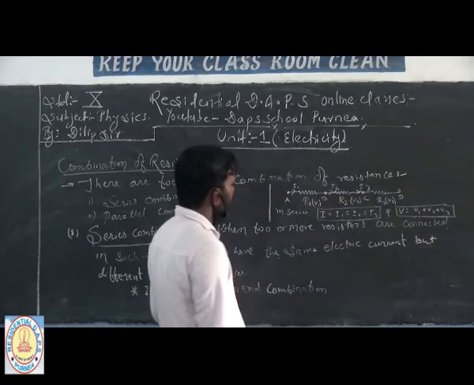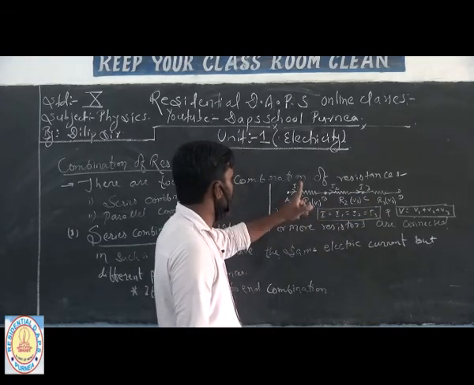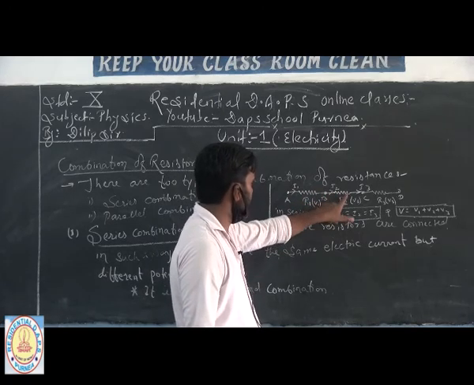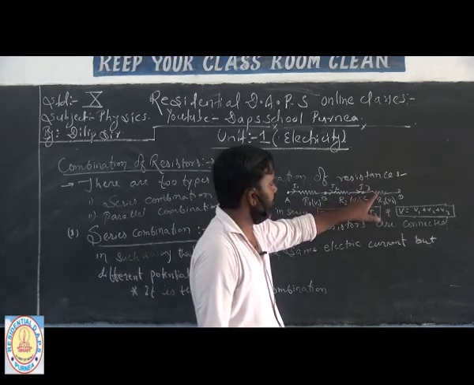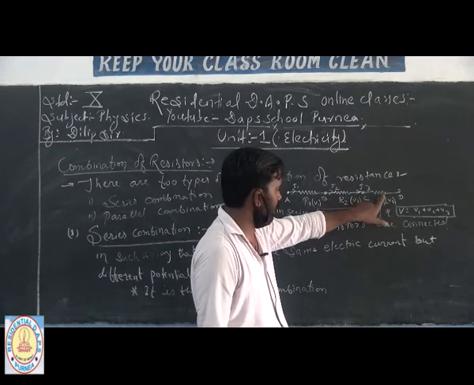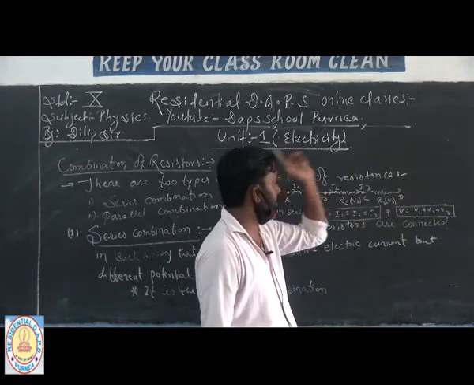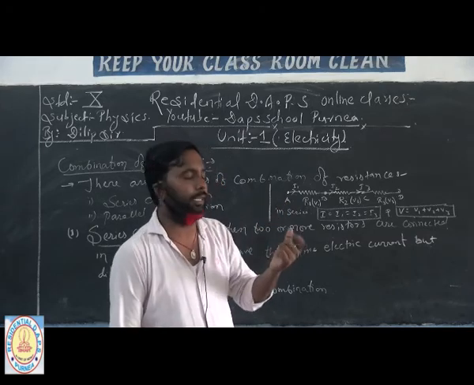Whenever we connect the resistors in this manner, end to end, the first end of the second resistor connected to the second end of the first one, the first end of the third resistor connected to the second end of the second one, and in this manner we arrange different resistors, then the arrangement is called the series combination.